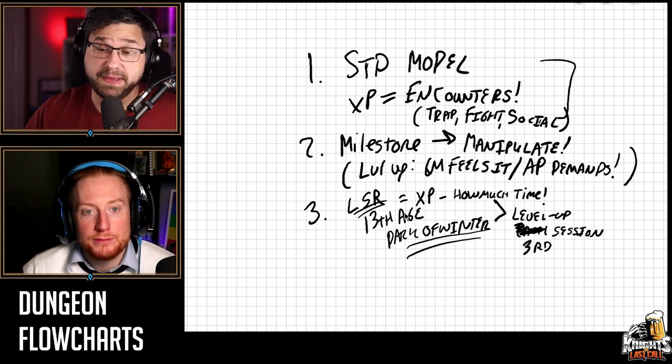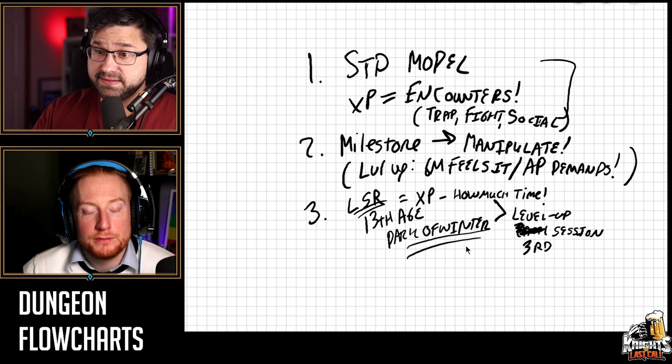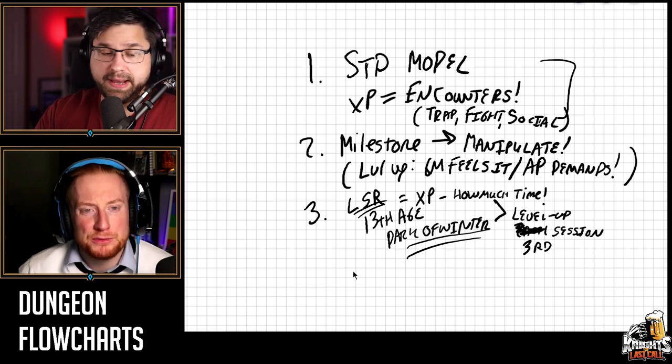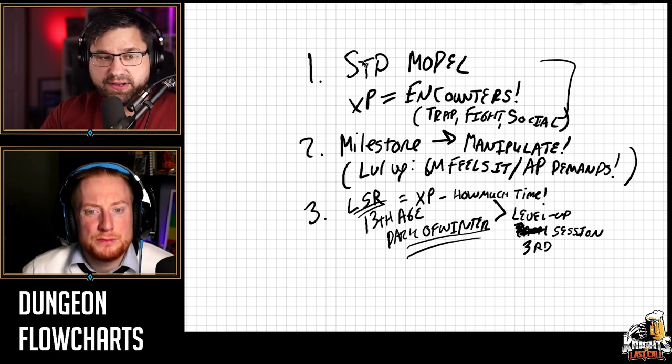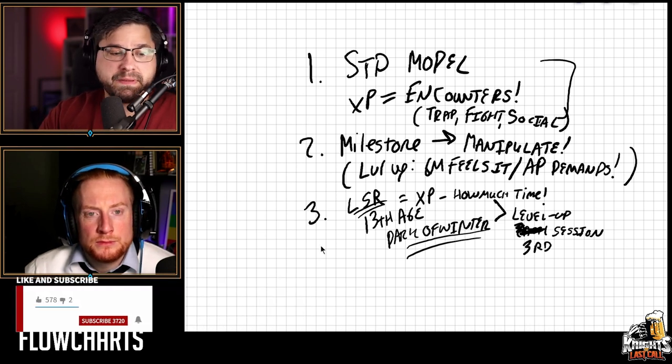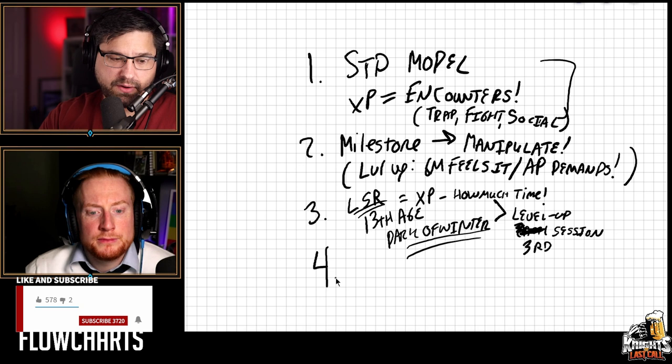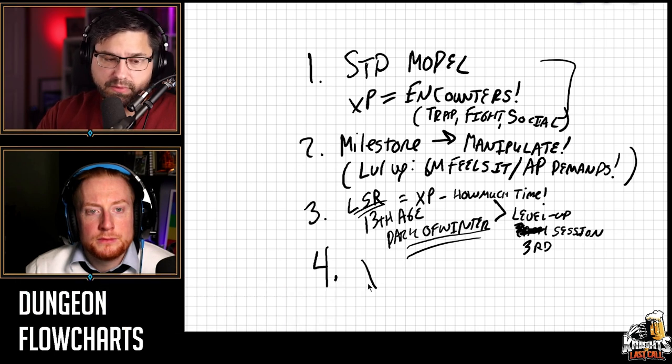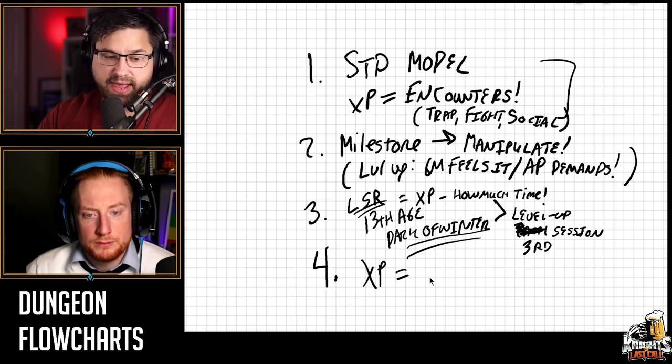Now, I should note that some people combine these things. Yeah, I think that's right. But we talked about the standard model that you get XP for encounters, right? And milestones, right? But there is sort of a fourth model, okay? Which is you can get XP, okay, for what we're going to call reward events.